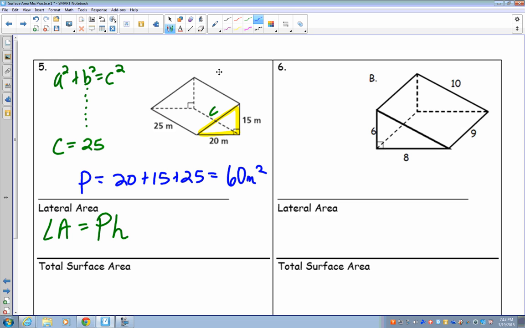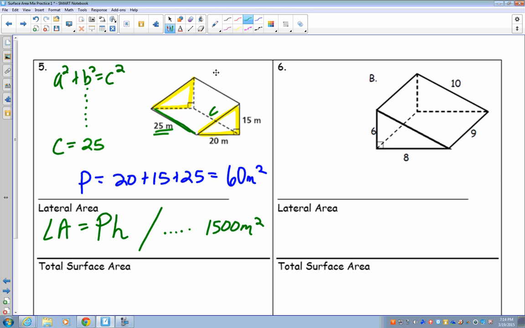So make sure that you're plugging in your parts correctly, because now we've got our perimeter. We should know that the height is the distance between the triangles. Since our bases are triangles, I'm hoping you see that the height is that distance, which is the 25. So go ahead and plug in your parts. Check the partial key if you want to. Hopefully, if you work this out, you should get 1,500 meters square here.